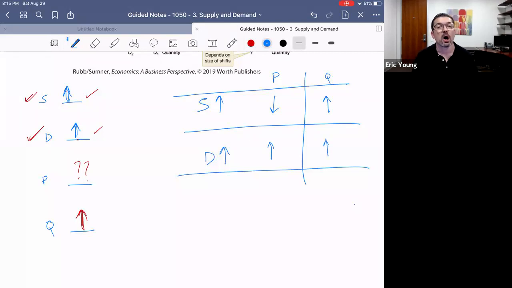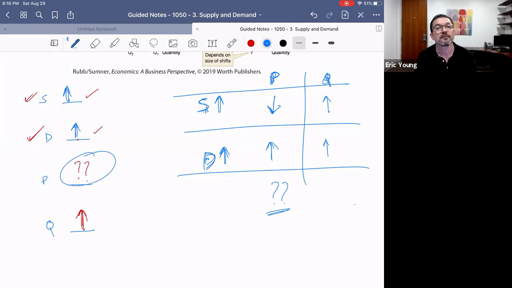To repeat, all I've done is I've taken each event, supply going up, and found the impact on price, and then the impact on quantity. And then I took the second event, demand going up, and found the impact on price and the impact on quantity. Okay, nothing new, nothing too difficult. But now look at the analysis. The supply event pushes price down, while the demand event pushes price up. So because these two different events are pushing price in different directions, and we don't know which event is bigger, we don't know what's going to happen to price.